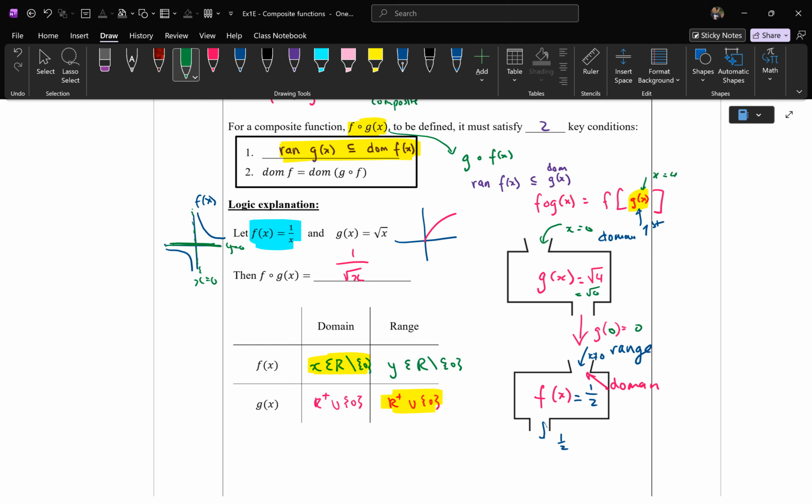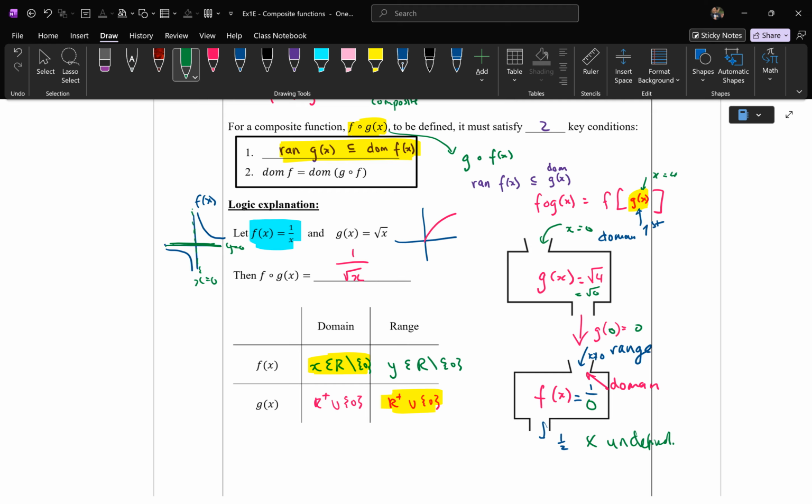Great, but here's the problem. As soon as I sub 0, so the range for g of x, that's 0, into the domain of the function f, there's a problem. This now becomes 1 on 0. And 1 on 0 is undefined. So you don't actually even get a coordinate. That's why we say it's not defined.